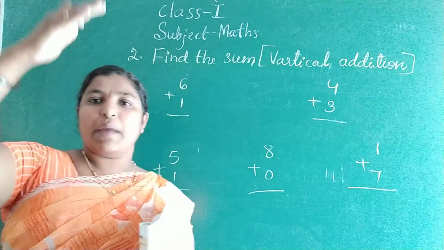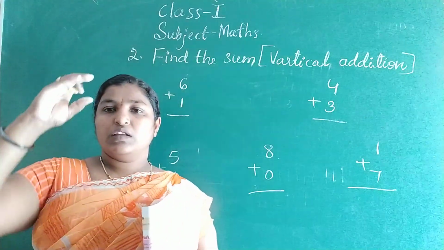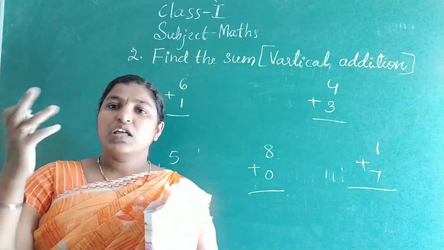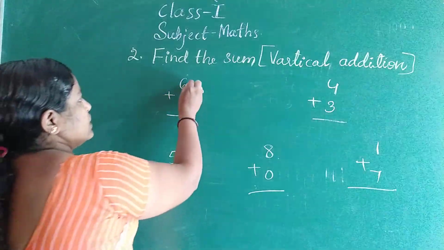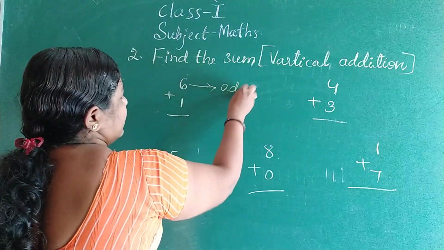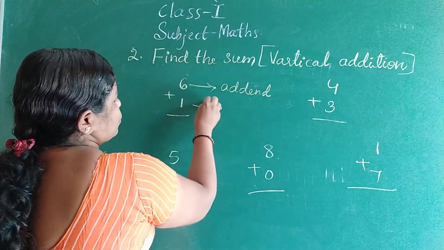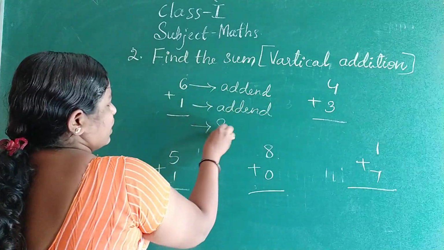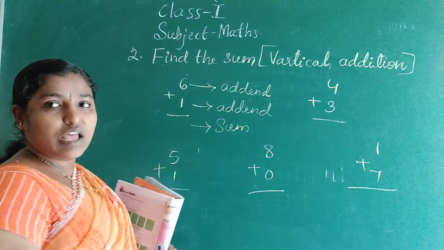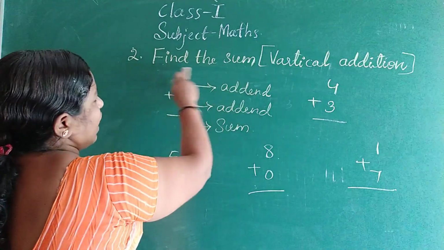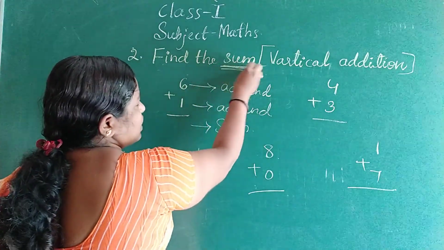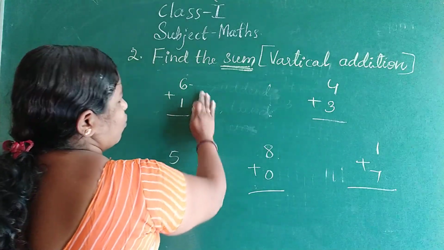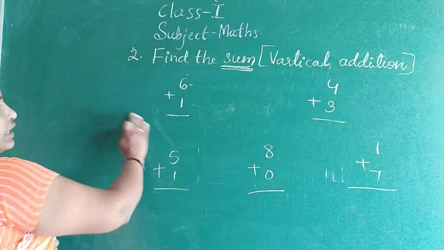Vertical means up and down. The first number will be on top and the second number will be at the bottom of that number. So this number we call an addend, and this is also called an addend, and whatever answer comes, that is known as the sum. So they told us to find the sum. Sum is nothing but the addition. Okay. Now let's do the addition vertically.